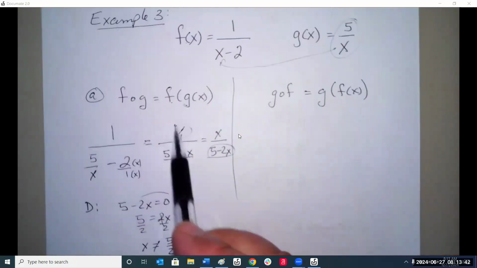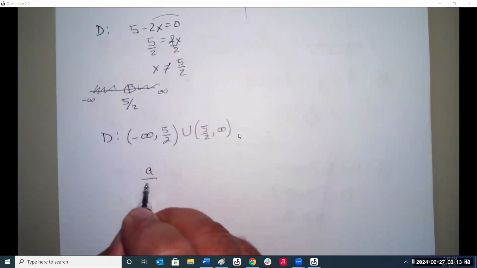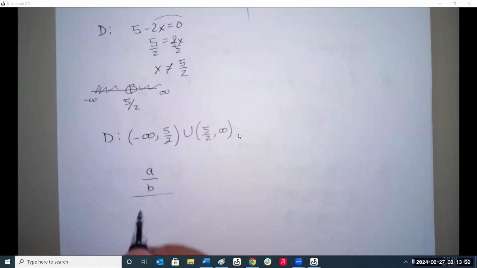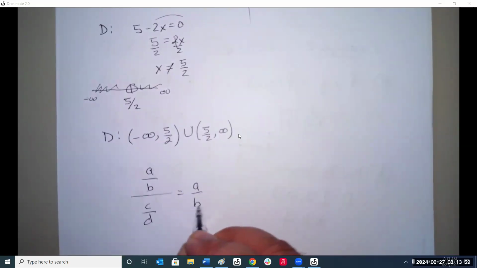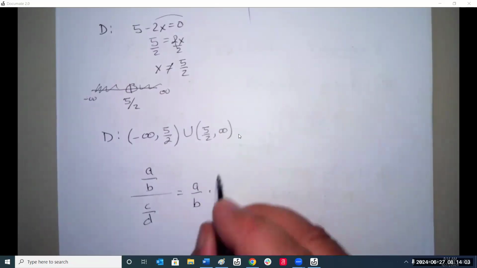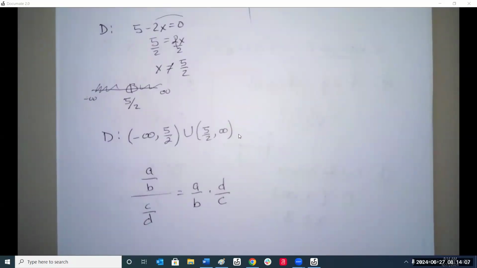Now, what's happening here comes from this rule. If you have a fraction over a fraction, so a fraction divided by a fraction, take the top fraction, leave it alone, and then multiply by the reciprocal, the flip of the bottom. That's what we did in ours.